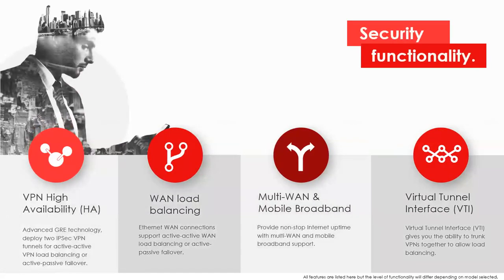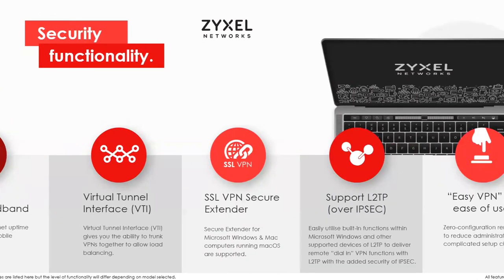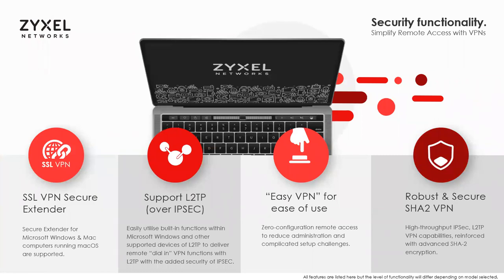So now we'll start talking about some of the features here that are pretty consistent across all of our security lines. So the ability to do VPN high availability, basically have two different VPN connections. So if one fails or has issues, data can go out over the other. The ability to do WAN load balancing. A virtual tunnel interface so you can combine VPN tunnels together to increase your bandwidth. We have the ability to do SSL VPN. So it's a lightweight way of doing VPN access using just basic SSL encryption. We support L2TP over IPsec for mobile devices like phones and tablets.